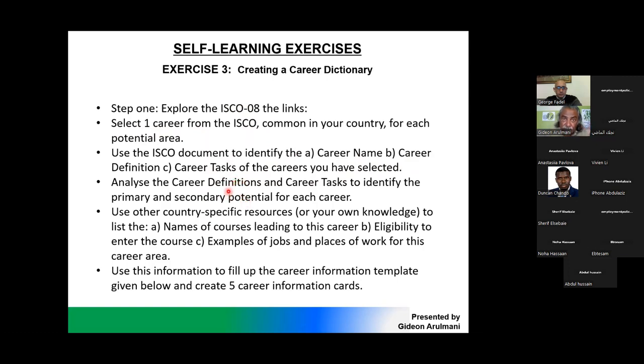Then, as we said, the ISCO or even the Gulf country classification, the language would be technical most often. It would be high-level, boring language usually, because it's not meant for young people to read. It's meant for a technical person to read. We need to then take this definition and make it youth-friendly. And I gave you examples of that yesterday. And then there might be other country-specific resources, your own knowledge, to list names of courses, eligibility to enter the course, examples of jobs. These are country-specific. You will not get this in the ISCO.